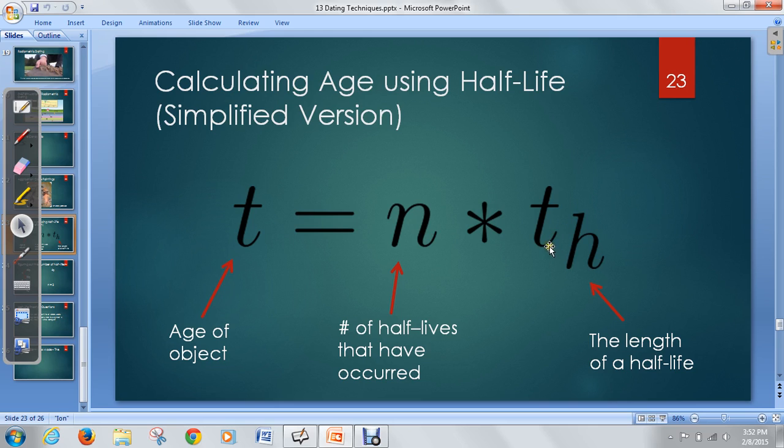Okay? And you can write whatever variables you want. These are kind of just the ones I have written down, but if you want to write down other letters to help you make more sense, that's fine. But as long as you get this idea, number of half-lives times the length of a half-life gives us the age. Okay? So if I have something that has had 4 half-lives occur and a half-life is 5,000 years, then that object must be 20,000 years old. Okay?